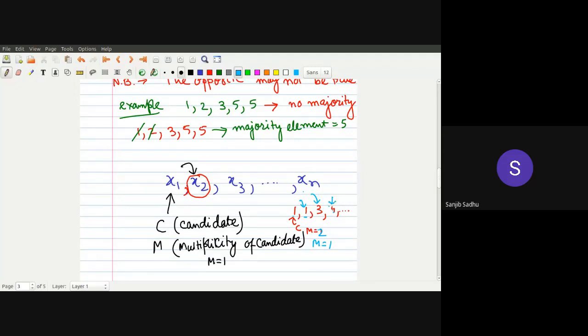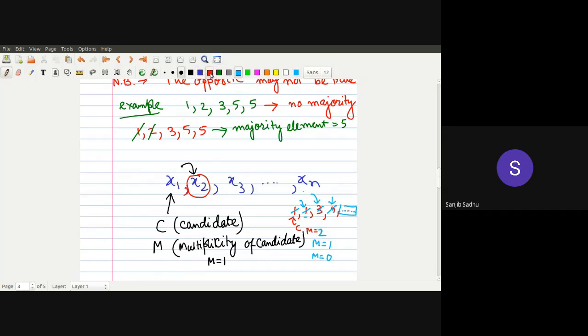C is equal to 1, but the new value xi is 4. So they are not equal, and the multiplicity value will be reduced again, so it will be 0. This one is not equal to these three, and this one is not equal to these four. So I will start from the new array, the rest of the elements. The multiplicity has become 0.